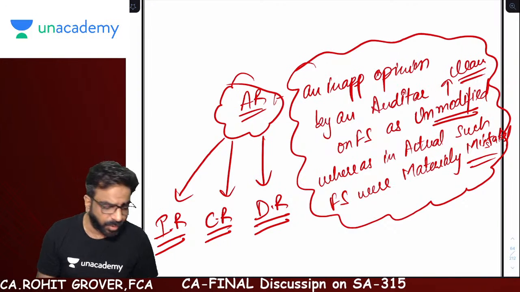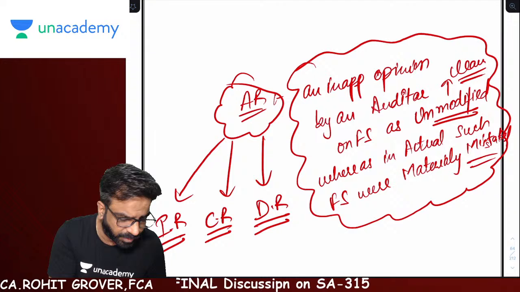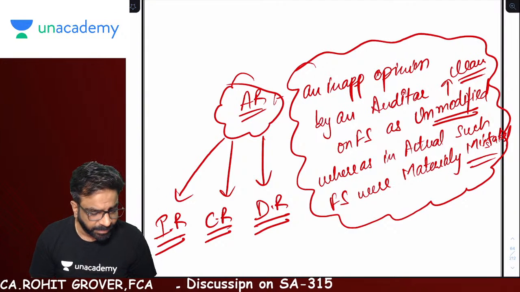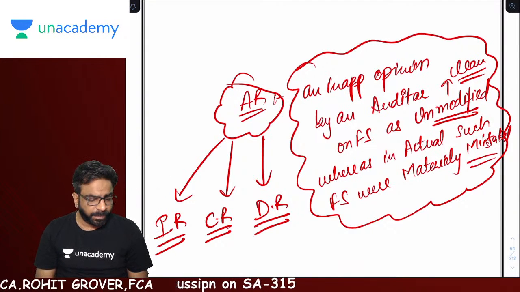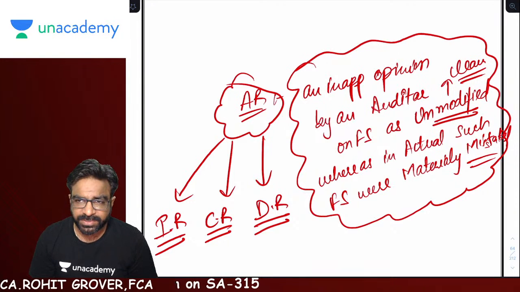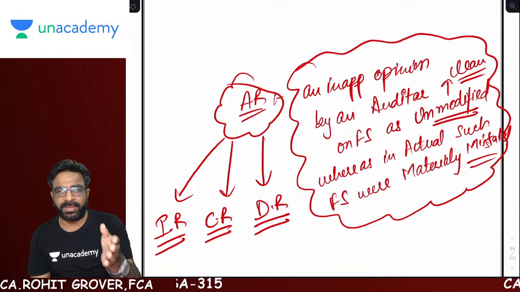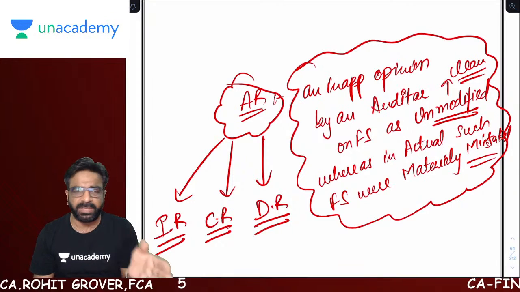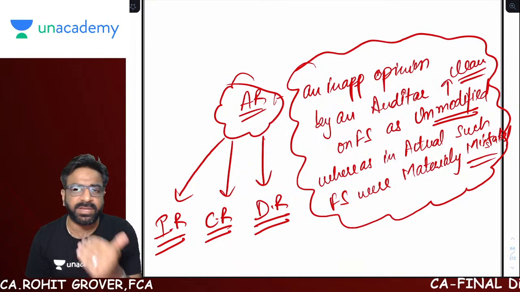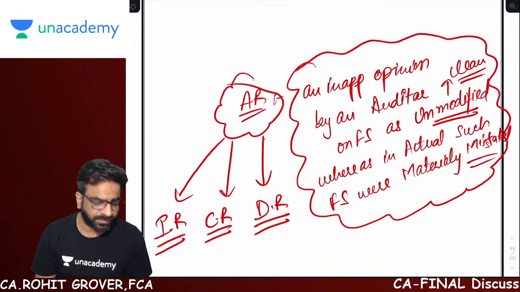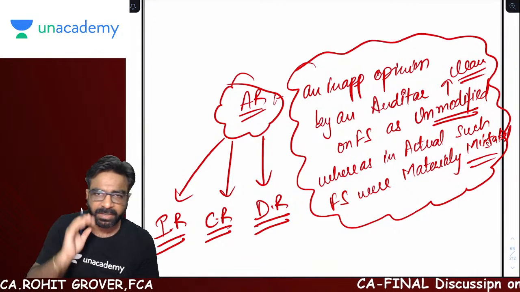Please let me know. I hope all of you understood the definition of the word called audit risk. Right, everyone? Please let me know. Did you understand the definition of audit risk or not? The audit risk is an act of expressing an inappropriate opinion by the auditor on the financial statements as unmodified, whereas in actual, such financial statements were already materially misstated.